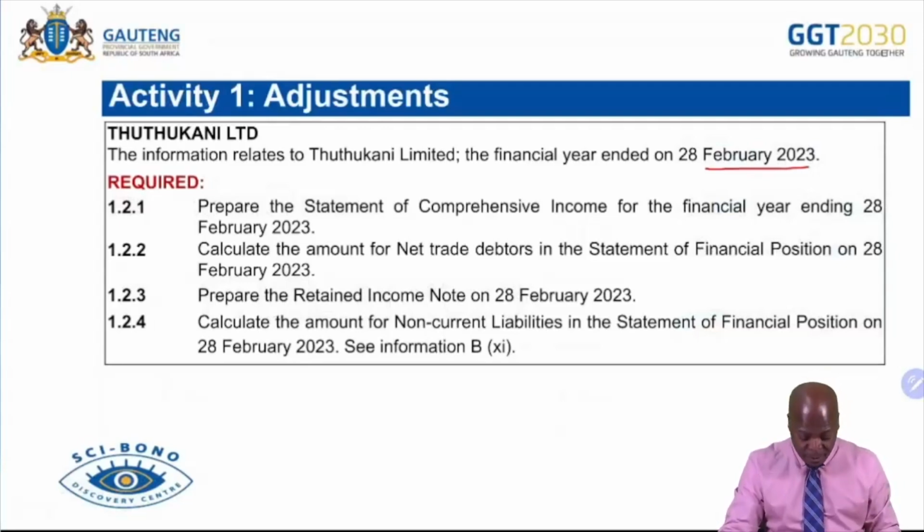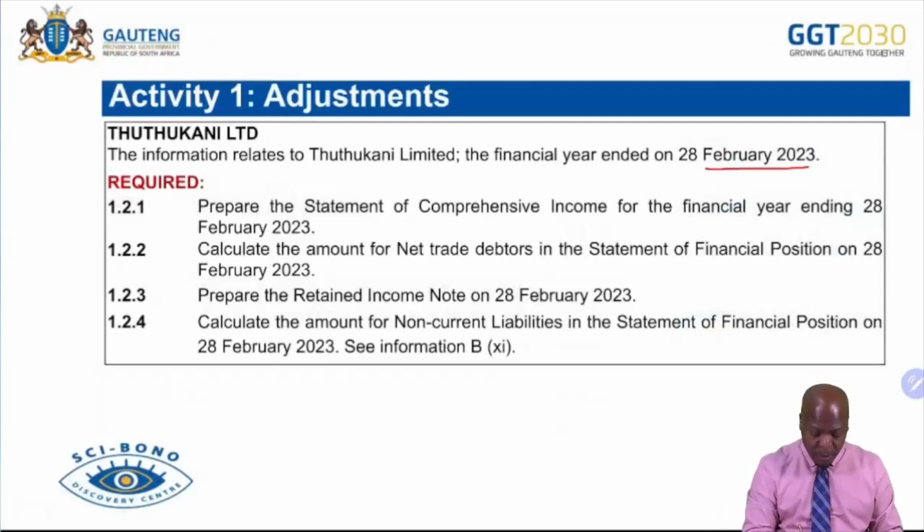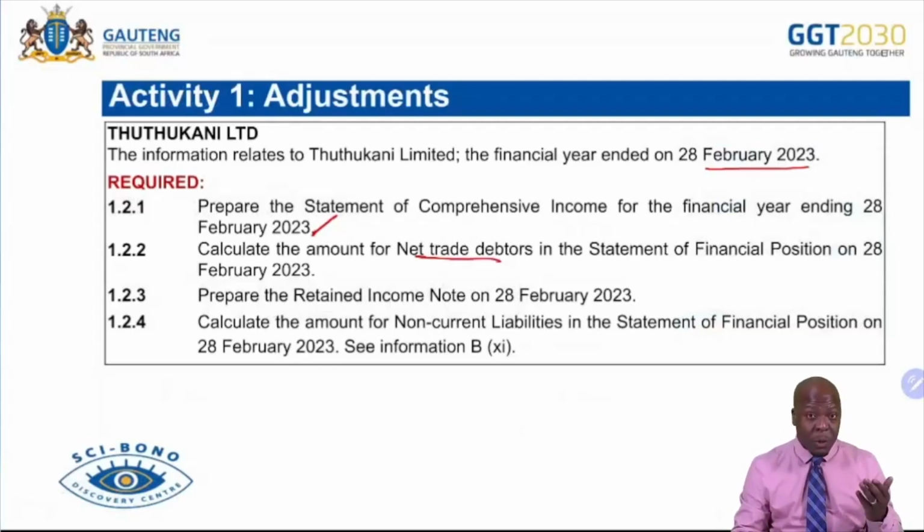What are we required to do? We are required to prepare the statement of comprehensive income, that is number 1. We will also do calculations for net trade debtors, that is for the statement of financial position. I'm going to do this with you today. We will prepare the retained income note. So if you have a problem with the retained income note, please stay tuned in today's class because I'm going to do this with you.